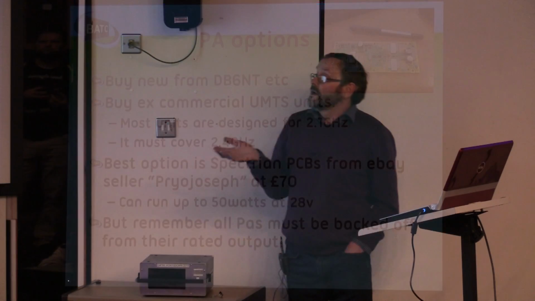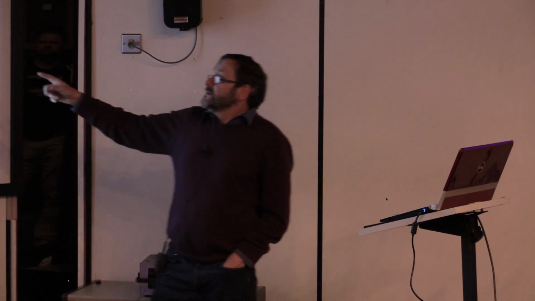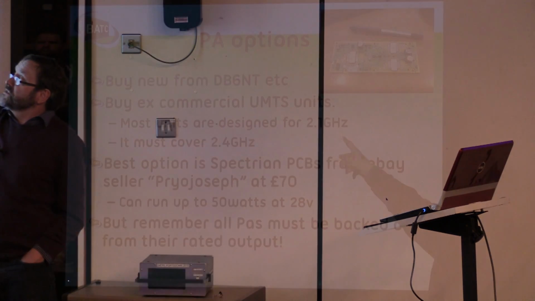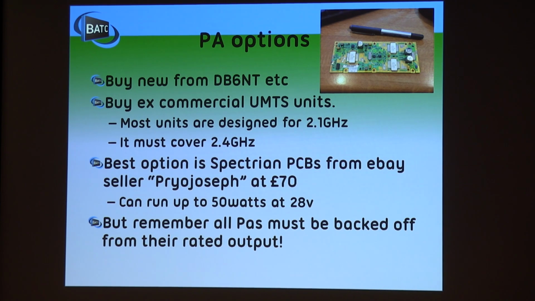So what are the PA options? As I say, it's probably the hardest. You can buy new, if you can afford it. You can buy ex-commercial UMTS, but most of these you need to be careful because most are designed for 2.1 gigs, and some of them will run nicely at 2.3 gigs, but by the time you get to 2.4, they've fallen off the face of the earth.